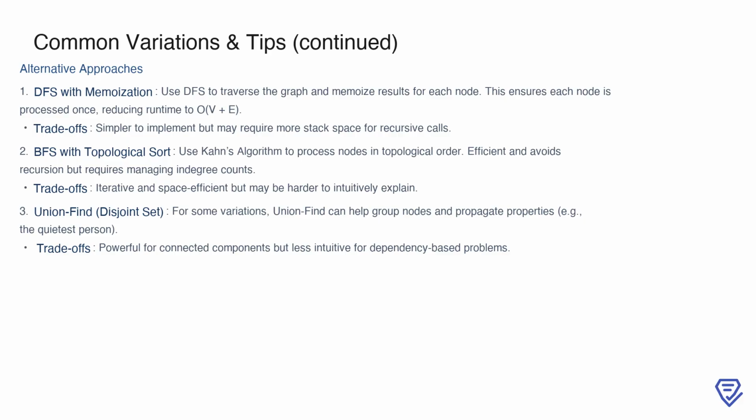Alternatively, BFS with topological sort, such as Kahn's algorithm, offers an iterative solution. This approach avoids recursion while efficiently processing nodes in dependency order, although it requires managing in-degree counts, which can be less intuitive for beginners. Finally, union find, or disjoint set union, is particularly useful for problems involving connected components or propagating properties like the quietest person in a group. While powerful, it's less suited for dependency-based problems and may require additional explanation to justify its use. Each method has its strengths and weaknesses, and choosing the right approach depends on the specific problem constraints and requirements.